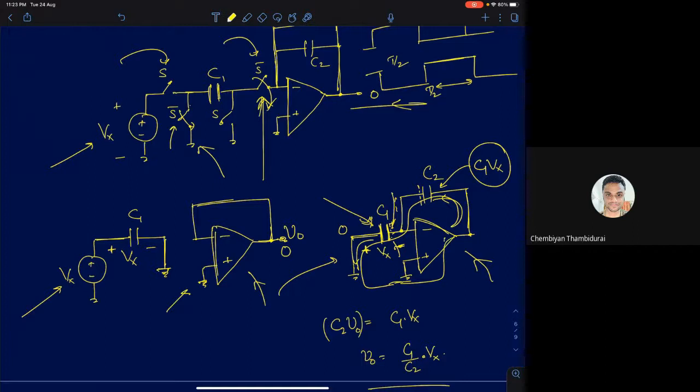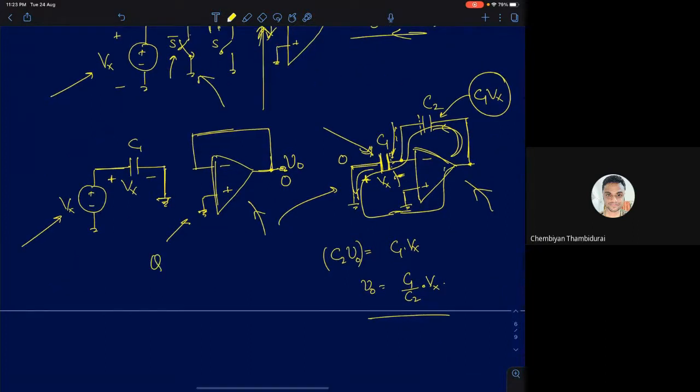So now you know the charge across the capacitor C2 is C1 times Vx. So what is the voltage across C2? Charge divided by the capacitance. So it will be C1 by C2 into Vx. So your output voltage is positive, divided by C2. So it will be C1 Vx by C2. So this will be the voltage across the capacitor C2.